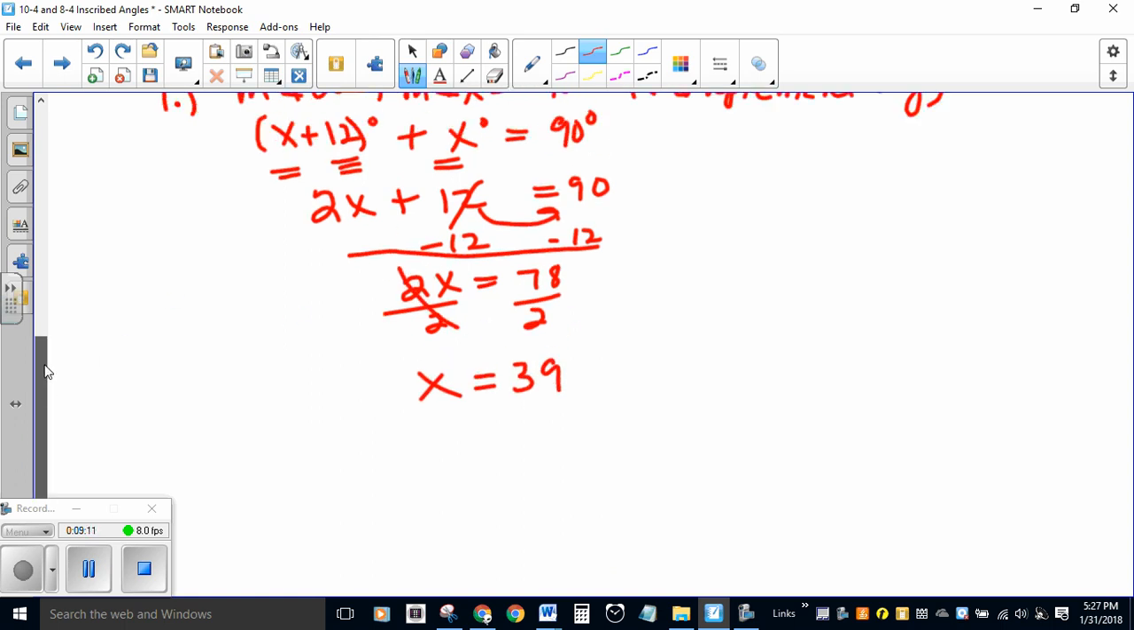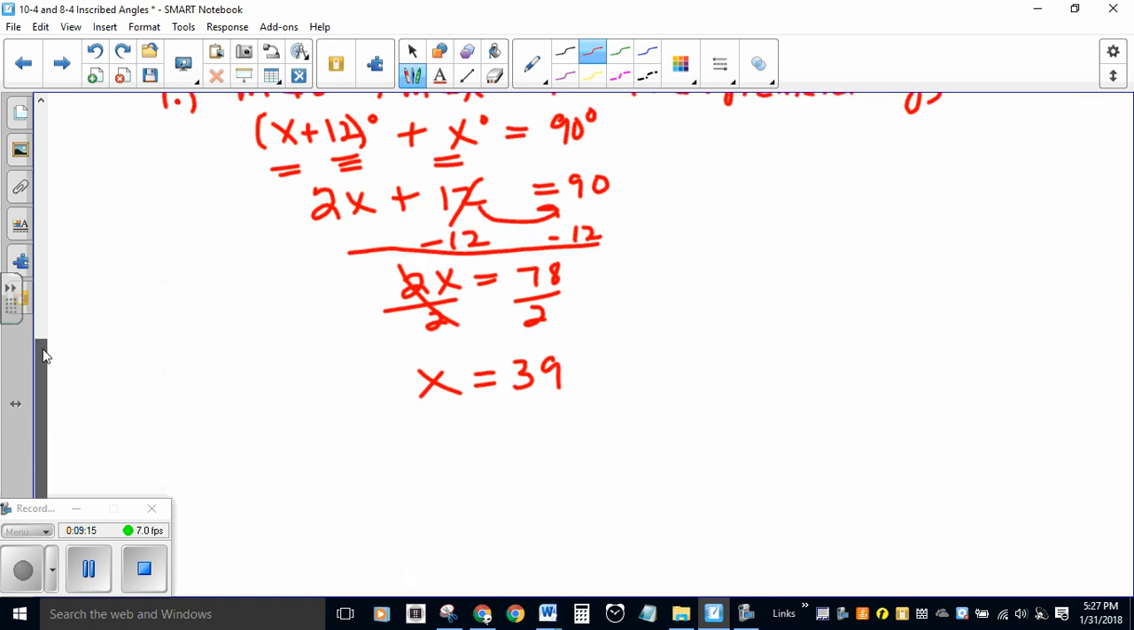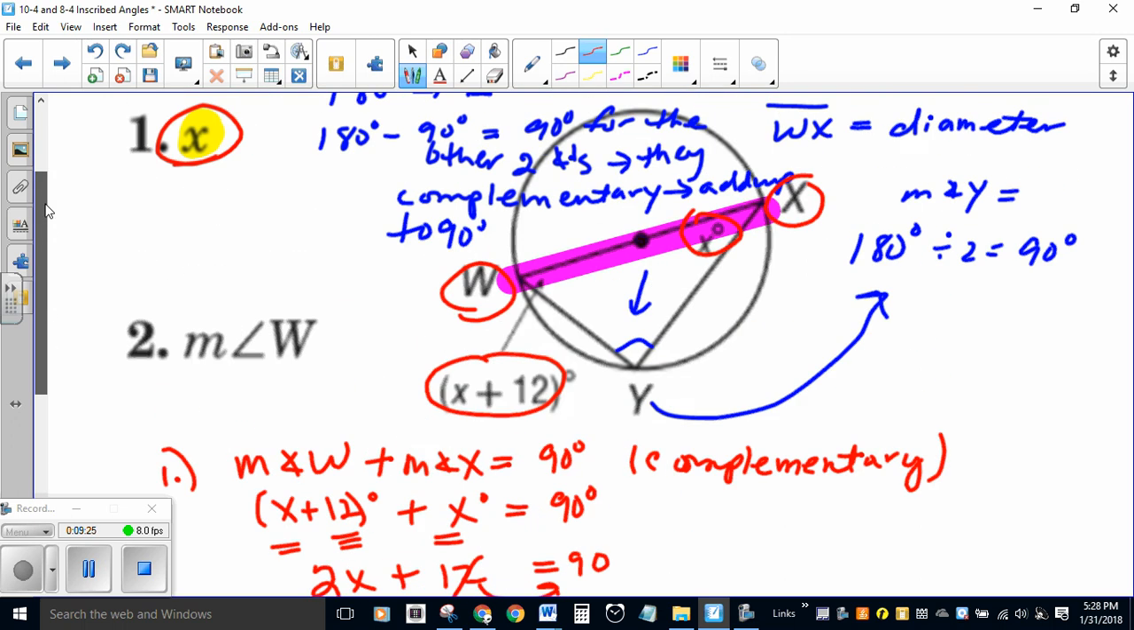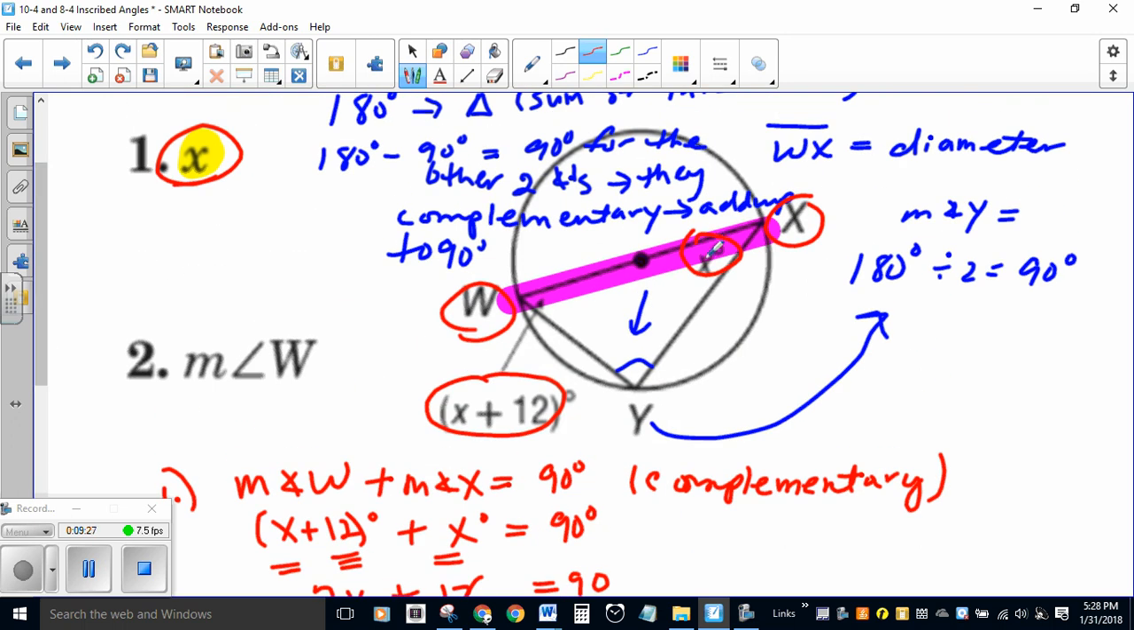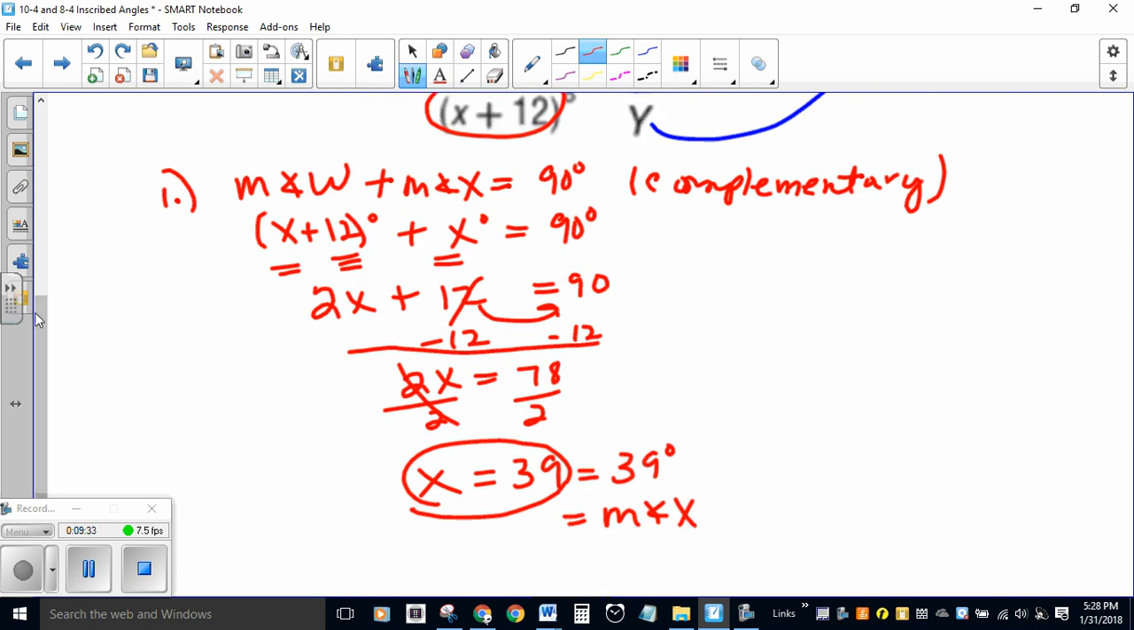Now, in this instance, because it asks us to find x, when we get here, we're done, and we can actually say it is 39 degrees, which is the measure of angle x, because it says x and it's got x degrees. Okay, so the answer is x is 39 or 39 degrees.